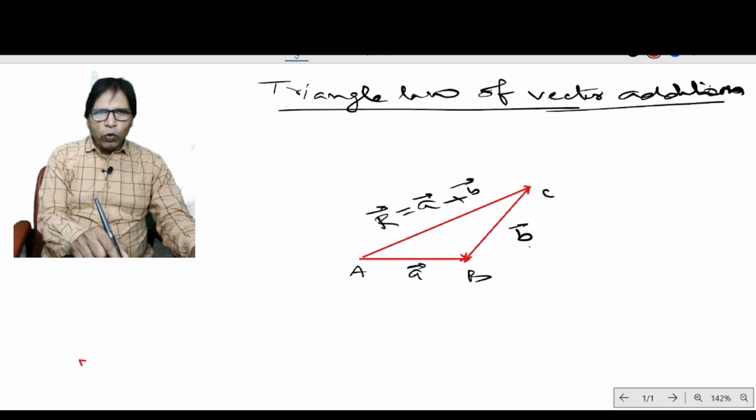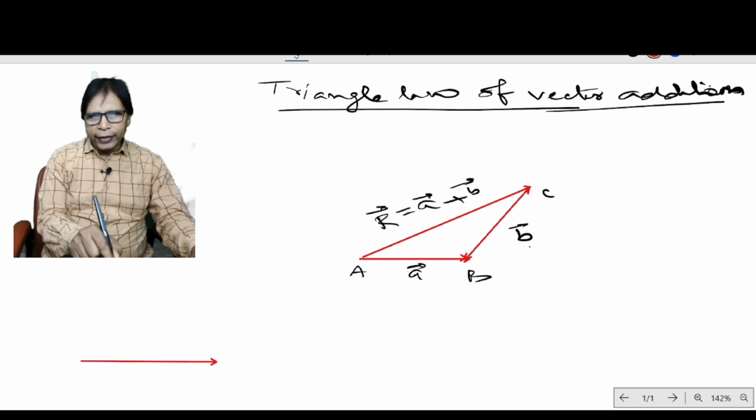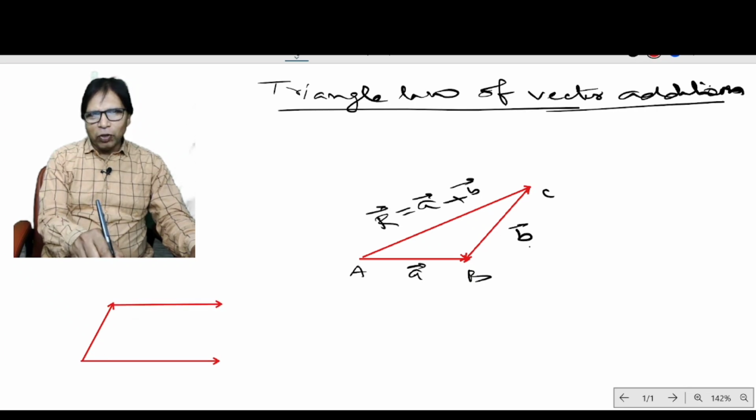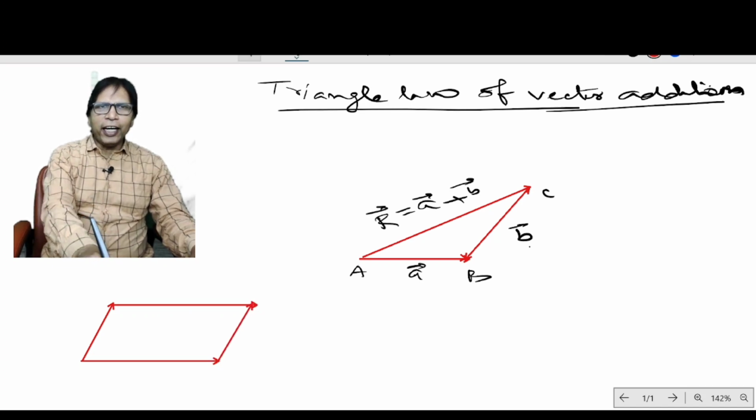Look at this. These are the two adjacent sides of a parallelogram. These two adjacent sides represent two vectors, both in magnitude and direction. Then the diagonal passing through the common point of these two vectors represents their sum.